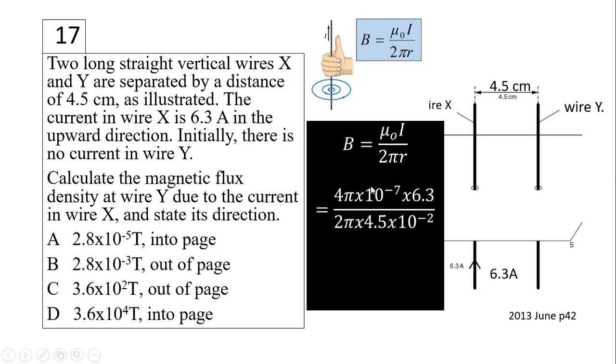And use this formula to calculate. There's your mu naught, current 6.3, 2 pi, then your r is that distance. Change it to meter. Okay. A.